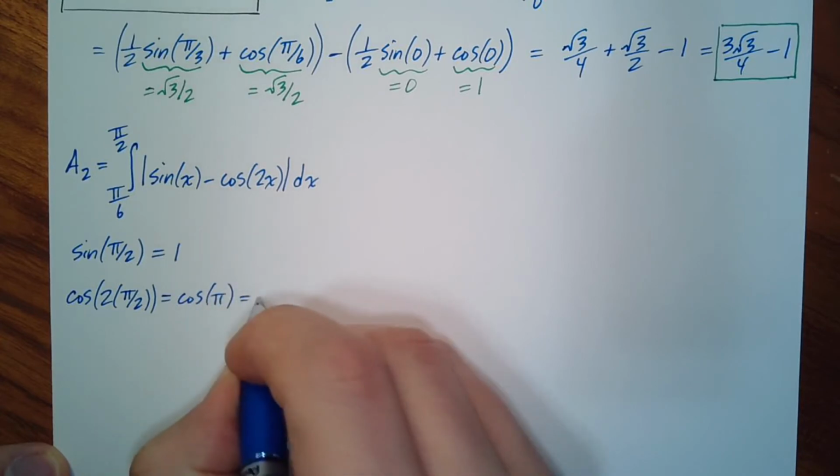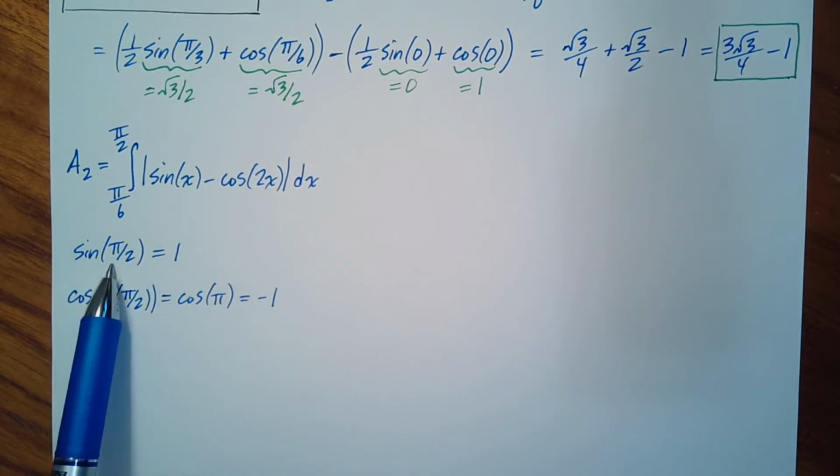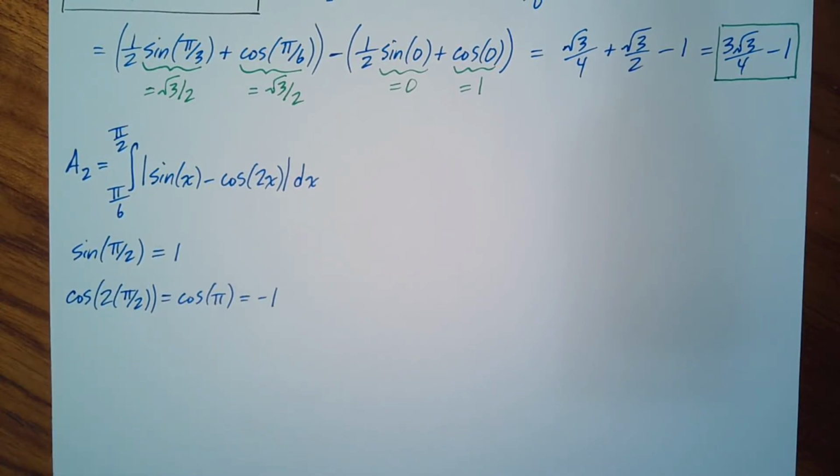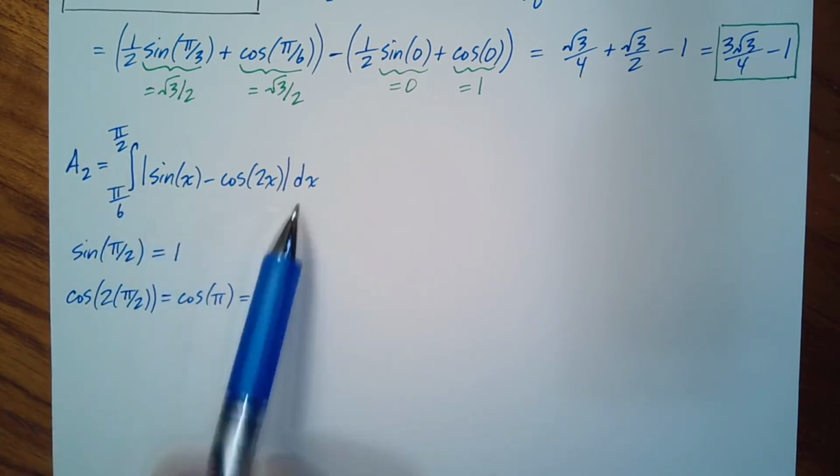And cos of pi is equal to -1. So that means sine of x is greater than cos of 2x when x is equal to pi over 2, and hence it's the upper function for this entire region. So what we're going to do is actually just throw those absolute value signs away.